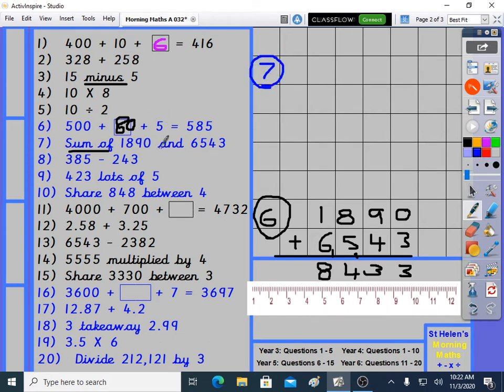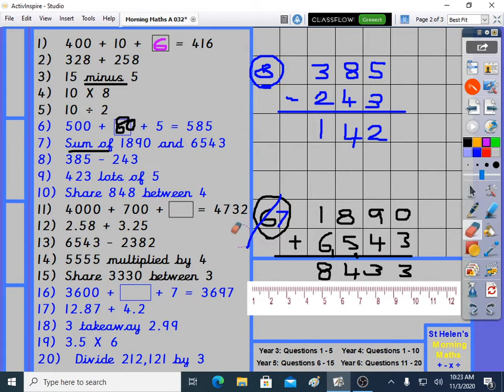What's this? I've just done question 7, haven't I? That was question 7. So I'm on to question 8. 385 minus 243. 385 minus 243. 5 minus 3 is 2. 8 minus 4 is 4. 3 minus 2 is 1. That was nice and easy. 142. I'll try to get my question numbers right from now on.